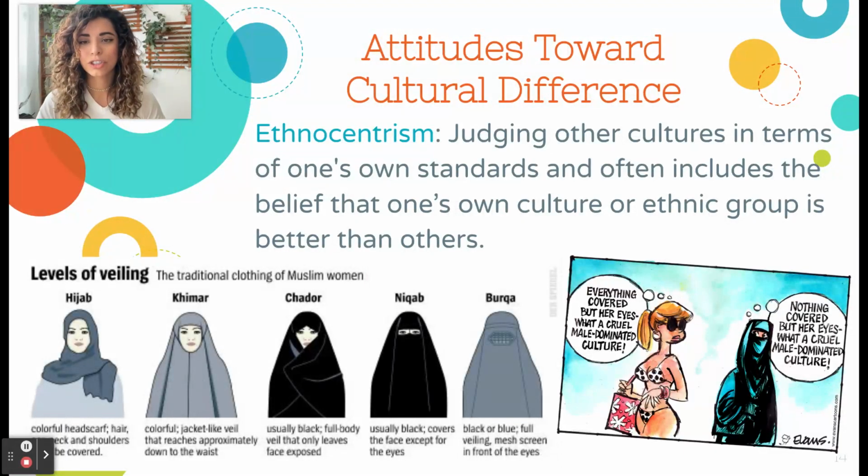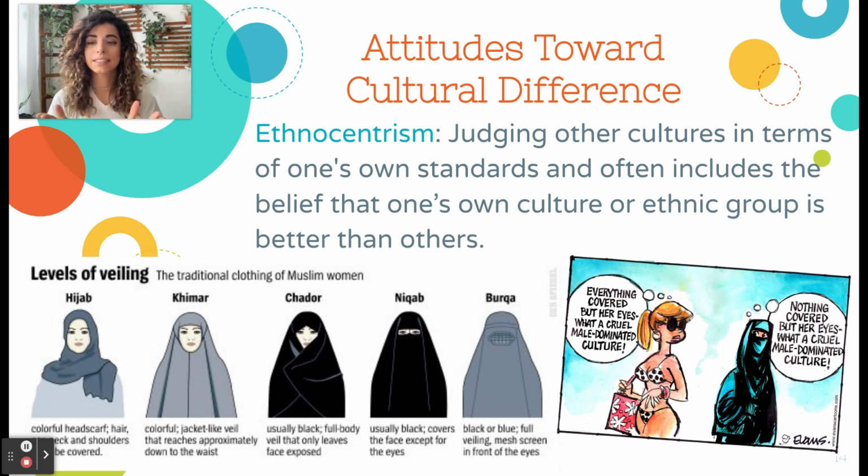Also, ethnocentrism. So thinking of that root word, centric and ethno, kind of within your own culture, your own ethnicity is at the center of your perspective. You can kind of think of it like that. And it's when judging other cultures in terms of your own standards. And that often includes the belief that your own culture or ethnic group is better. And I mean, we see this a lot. Sometimes people just don't have that awareness of other people and places and cultures.